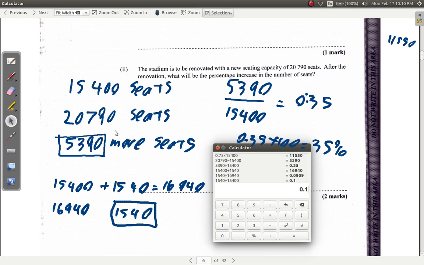So when you have a change in value and you have a difference and want the percentage, put the difference over the original figure. So you put the 5,390 over the 15,400. Don't put it over the new figure of 20,790.